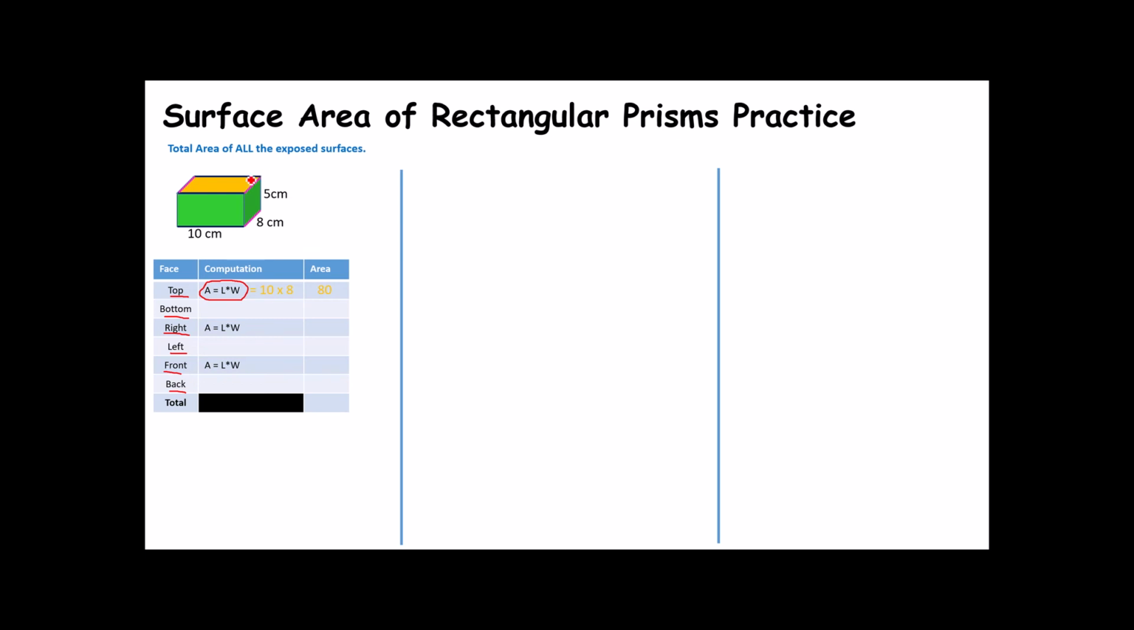If I want to know the bottom, since this is a prism, I know the top and the bottom side that I can't see are also the same area. They have the same dimensions, they're the same size. So I can just write that down. Notice I didn't take the time to recopy the formula, I didn't recopy my calculation, I just plugged in the number. Let's do the right side and the left side.